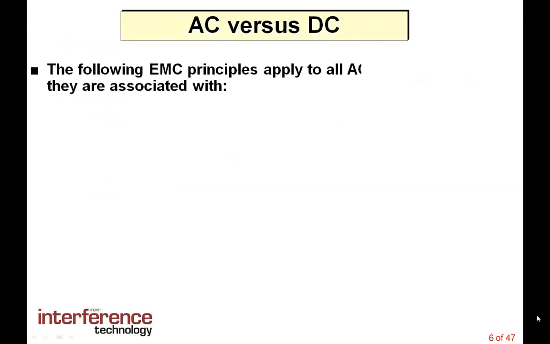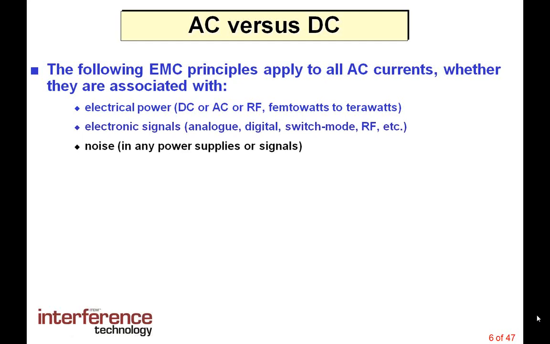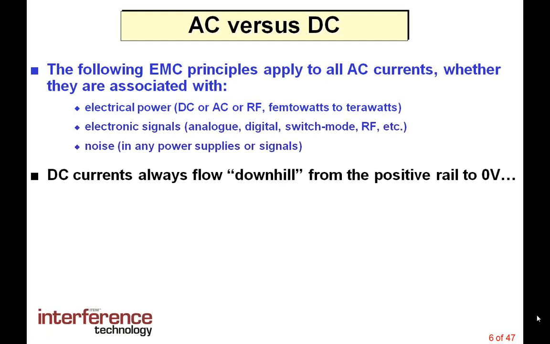First of all, AC and DC. These EMC principles I'm about to describe apply to all AC currents, whether they're associated with electrical power, DC, AC, radio frequency, femtowatts to terawatts, or electronic signals, analog, digital, switch mode, radio frequency, whatever, and all noise in any power supplies or signals, because they're currents too.